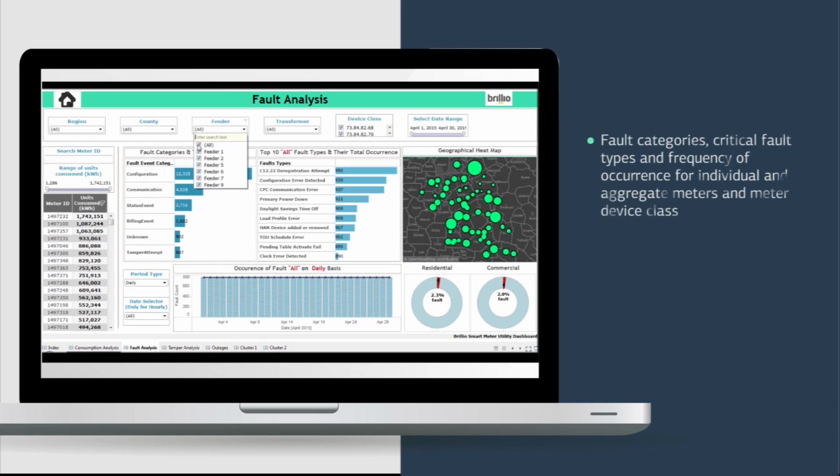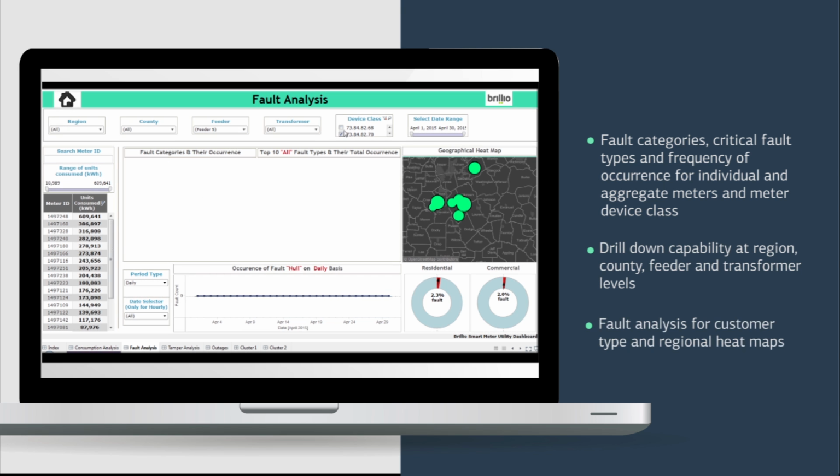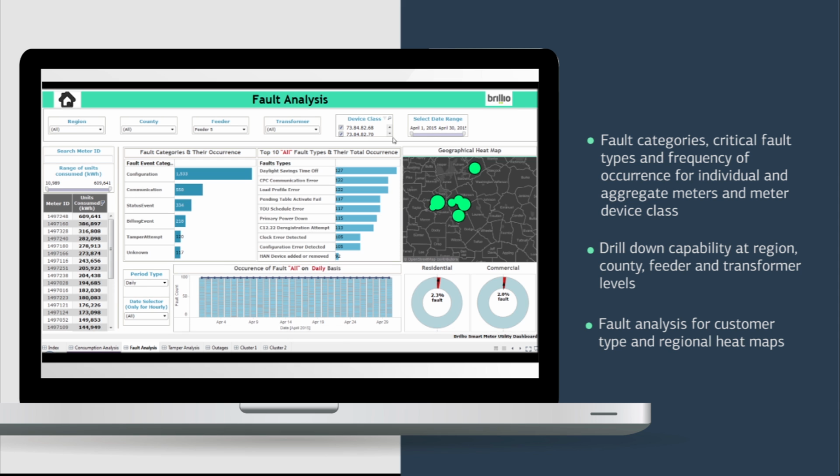The Fault Analysis Dashboard helps monitor faults at various levels of granularity across regions, counties, and feeder and transformer level. Real-time visualizations with drill-down features enable regulators and consultants to identify top fault types and frequency of occurrences, categorization of faults, breakdown of faults by customer type and regional heat maps.